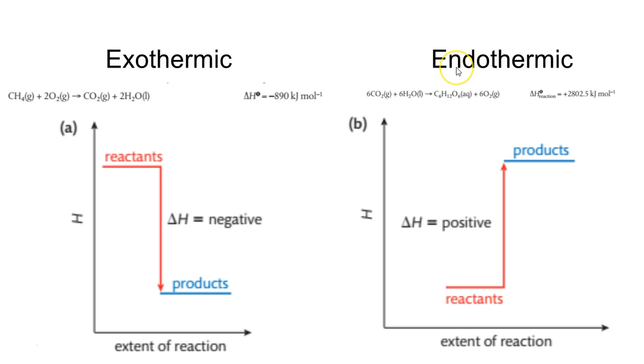Now, if it's endothermic, if we are actually absorbing some energy, then the products are going to be higher than the reactants, and delta H is going to be positive. So here, for example, we have combustion of methane. When methane burns, it's going to release energy. Here we have the equation for, you probably might notice this, photosynthesis. And photosynthesis absorbs light energy, and so this is actually an endothermic reaction.